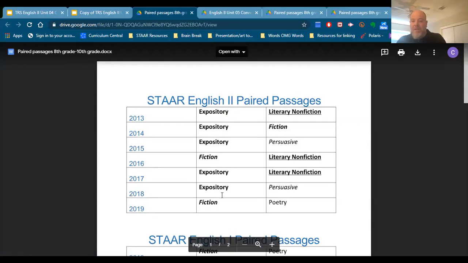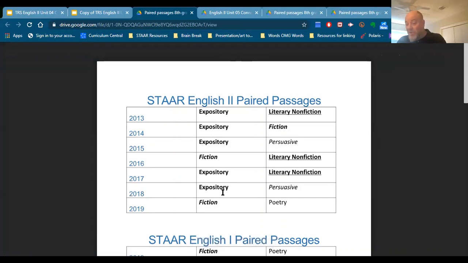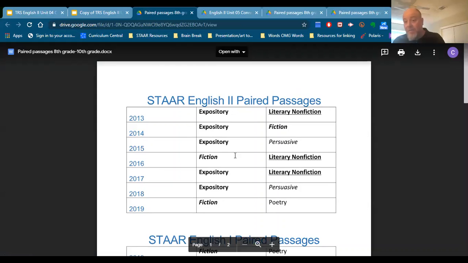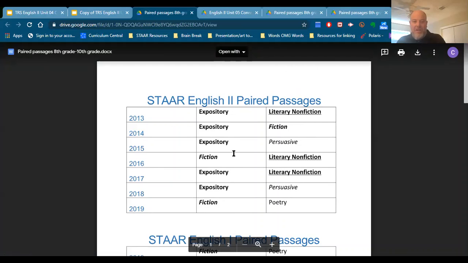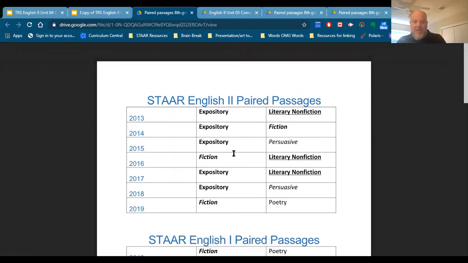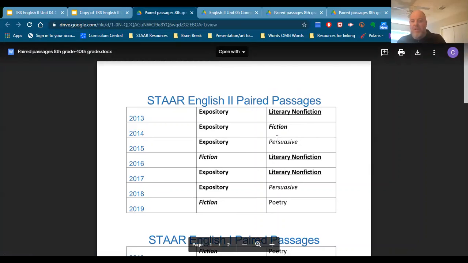And we do see a lot of expository. Our students have scored well on paired passages in the past, and this might be why. They might feel comfortable with expository. Literary nonfiction comes in second at about 3, and I think fiction is underneath that, fiction and persuasion at twice.